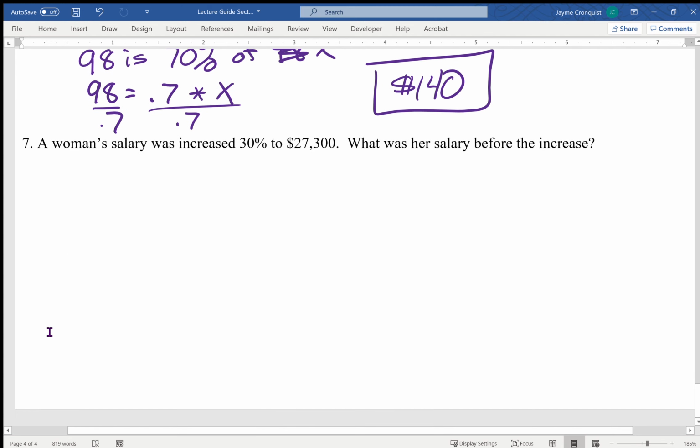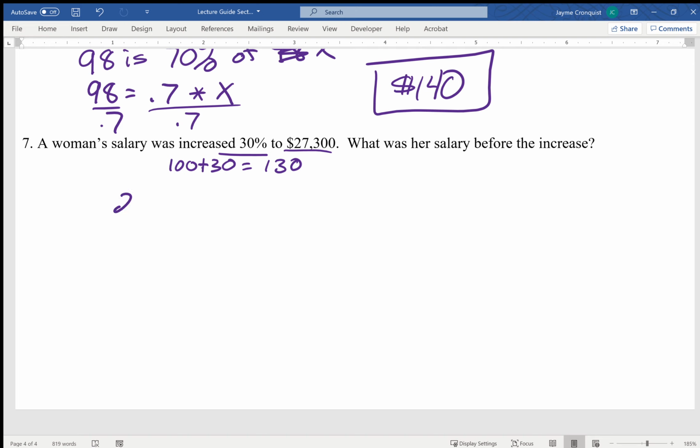All right, a woman's salary was increased by 30%. All right, so increased by 30, so it's really 130% of what it used to be. Oh, this is giving me not the first number, but the last number. So, yes, so 27,300 is 130% of what?